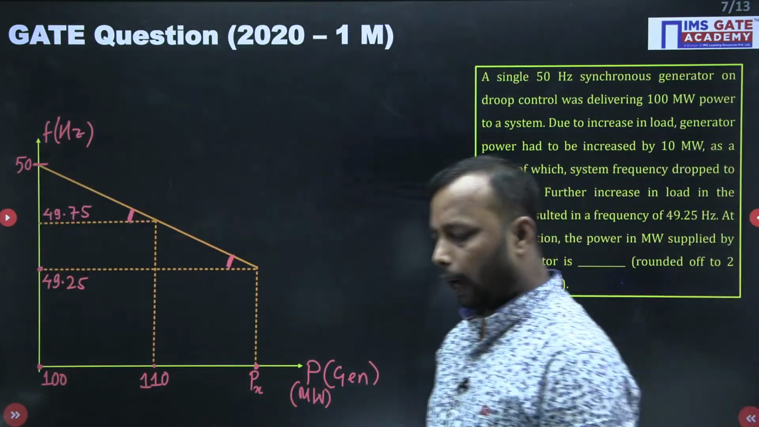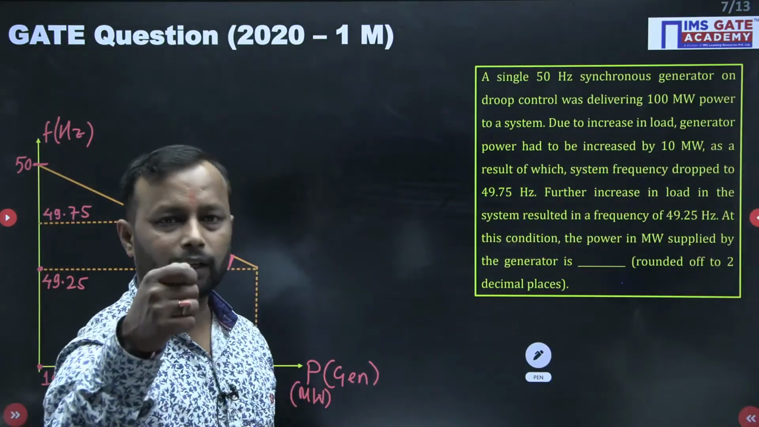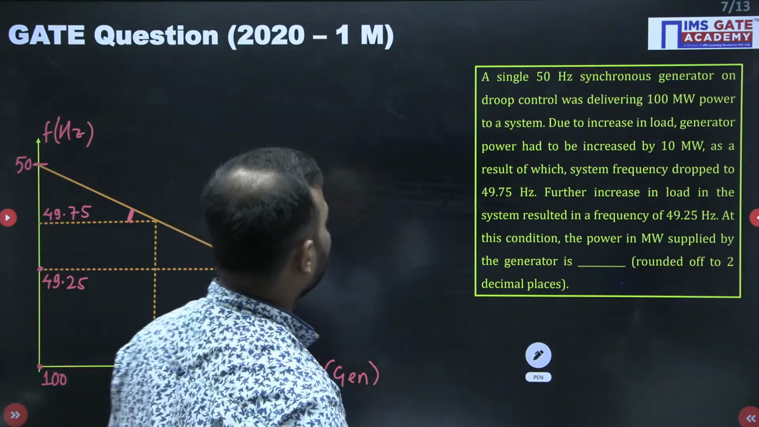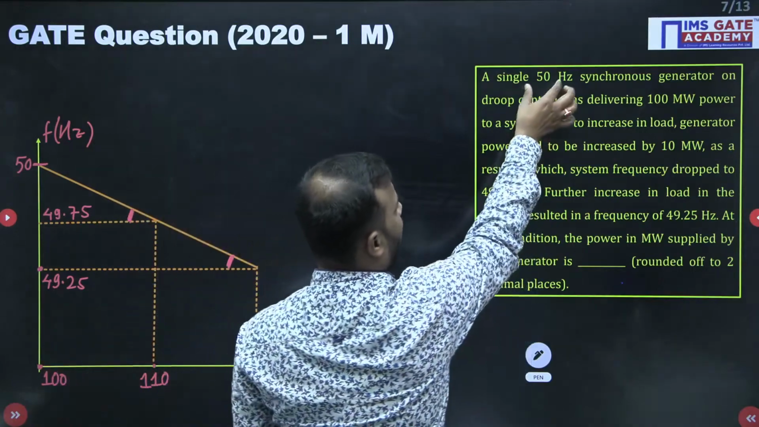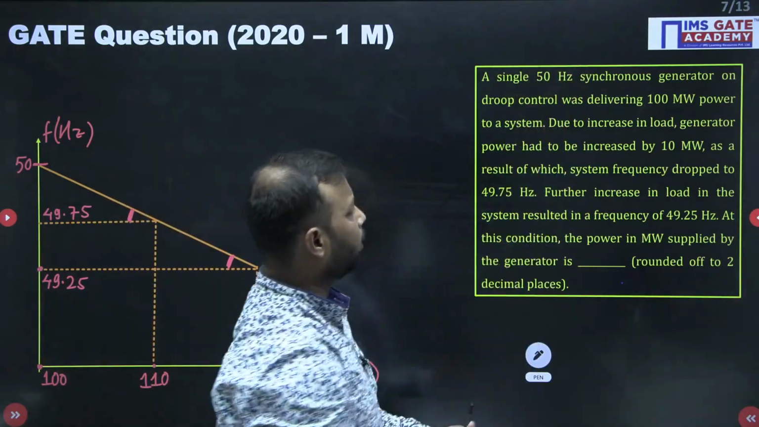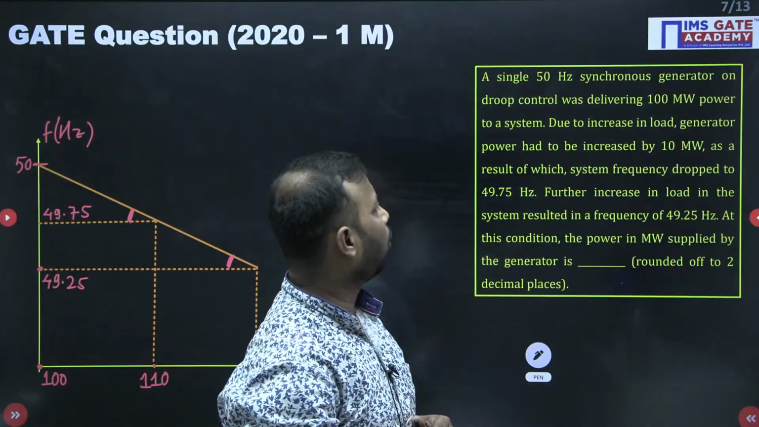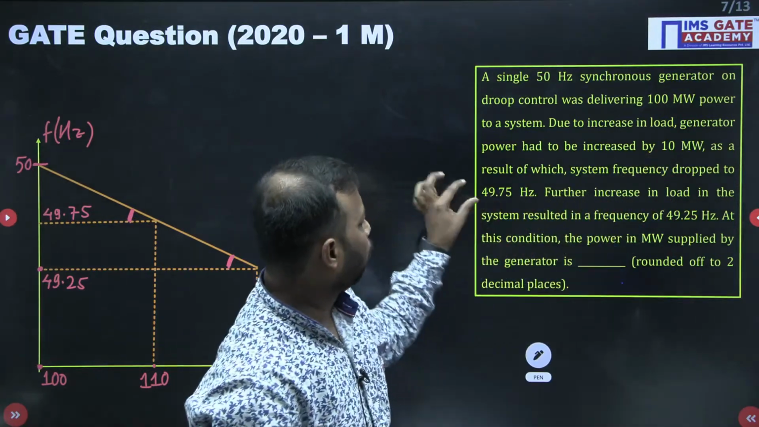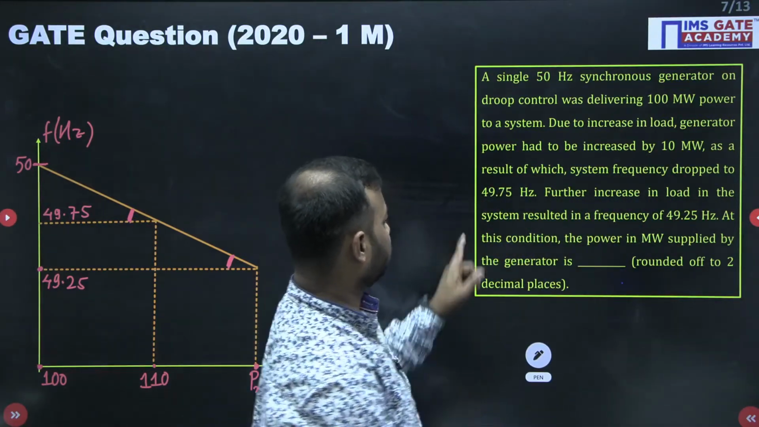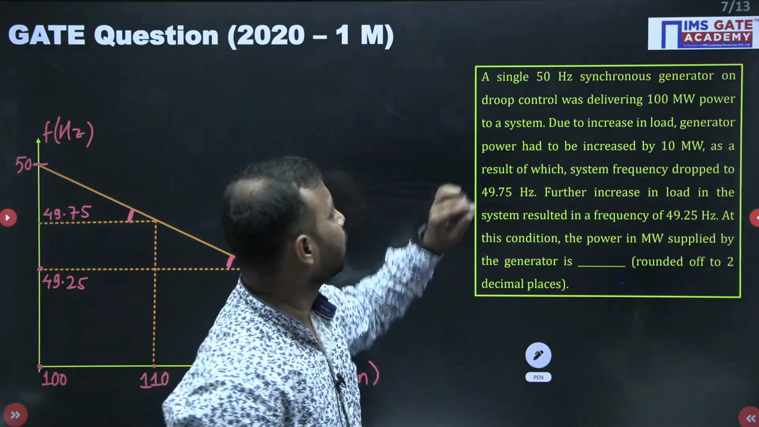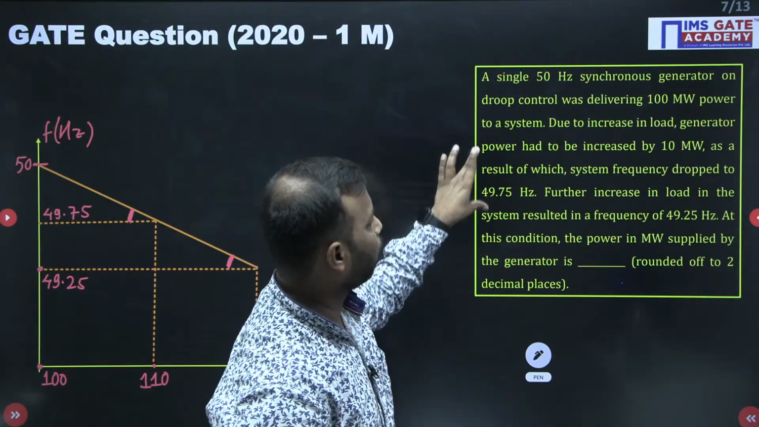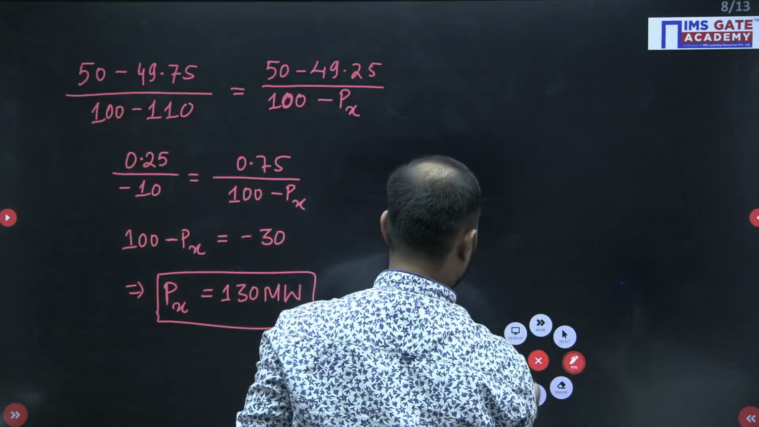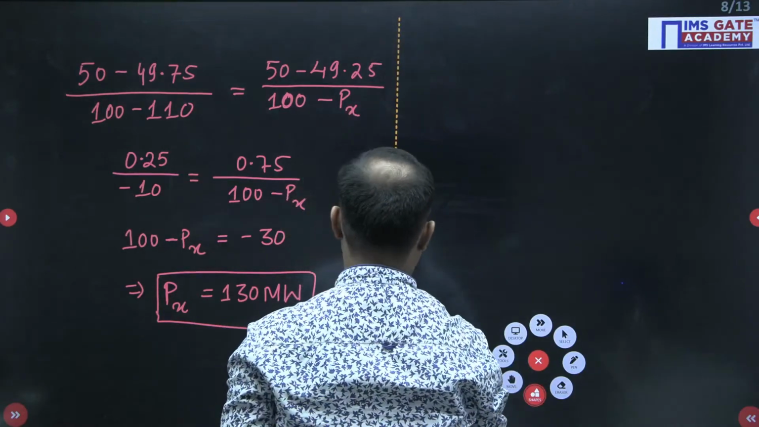Now how did I give the answer in a few seconds? See, at no load or at 50 hertz, what is the power? 100 megawatt. And if the load is increased by 10 megawatt, what was the frequency? 49.75 hertz. So can I say 0.25 hertz change in frequency, what is the change in power? 10 megawatt. So this is the direct method, which I am writing here now.